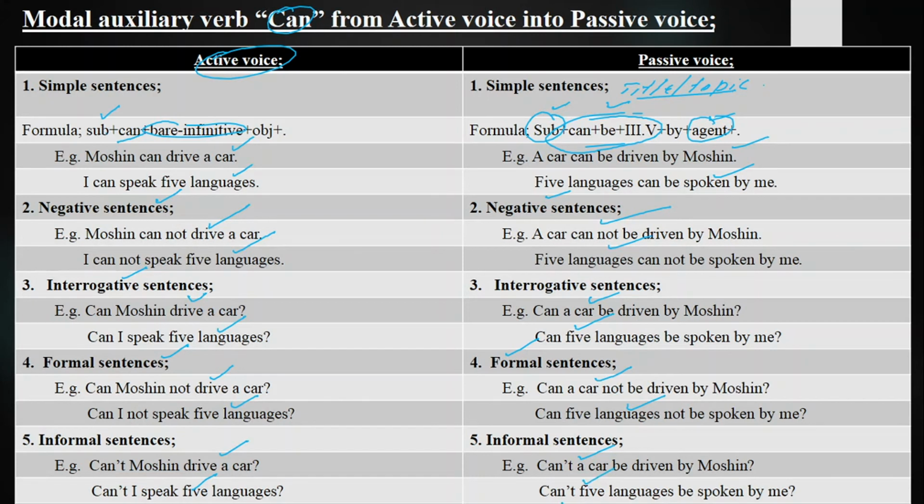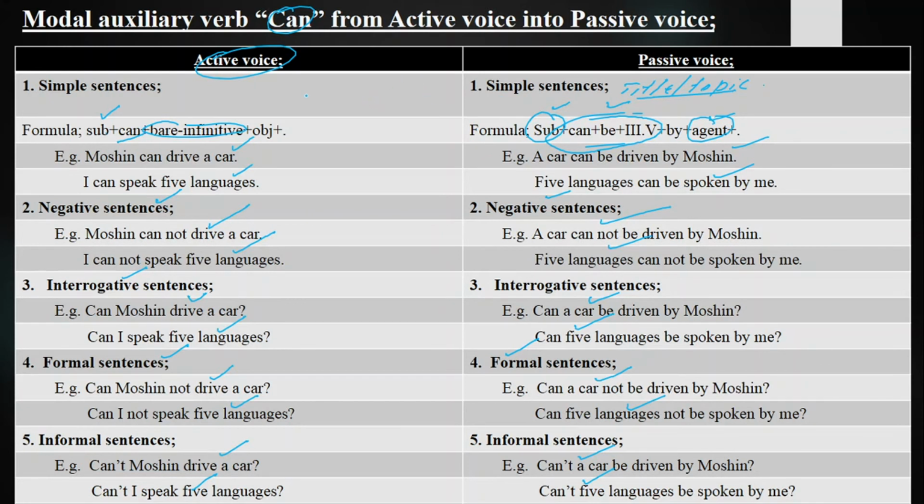So these are the sentences of modal auxiliary verb can from active voice into passive voice. The main thing is practice. If you keep practicing on a daily basis, you will not face any sort of problem. The way I'll tell you, you need to select some verbs and then change them into passive voice.